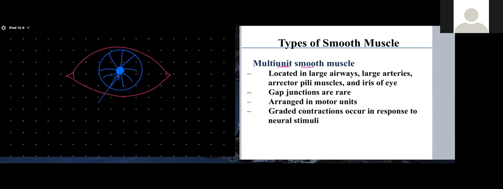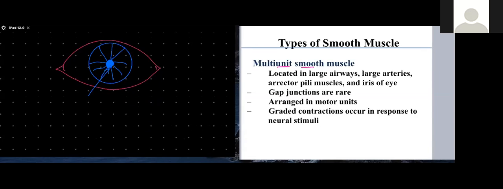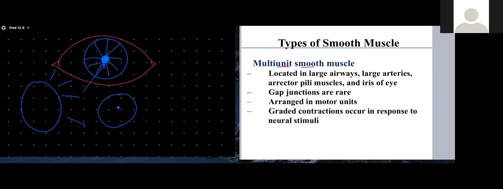So if you get exposed to very bright light, what you're going to do is constrict the pupil. How about at night time? You have very low light. You need to capture all the light you're able to get. So you're going to dilate the pupil of the eye to allow more light to pass into your eye.